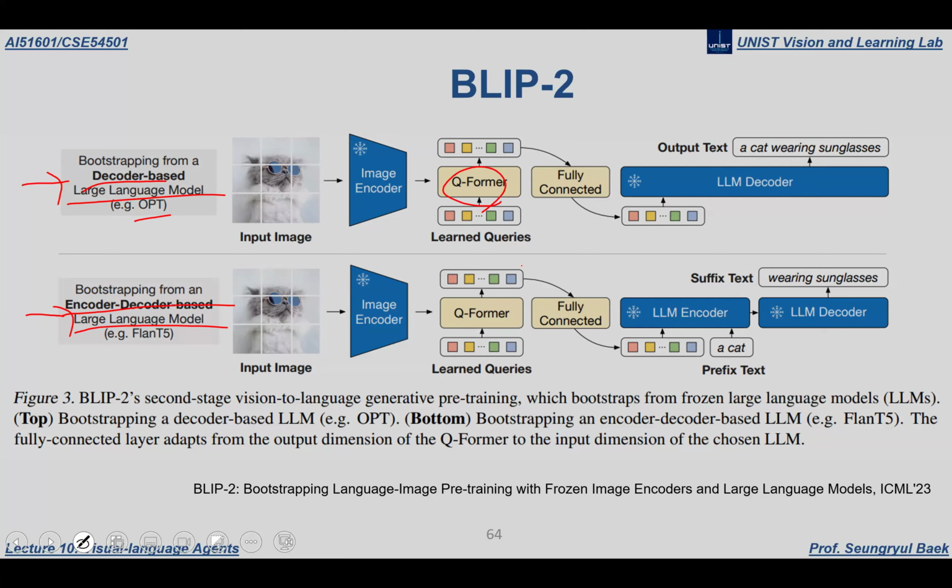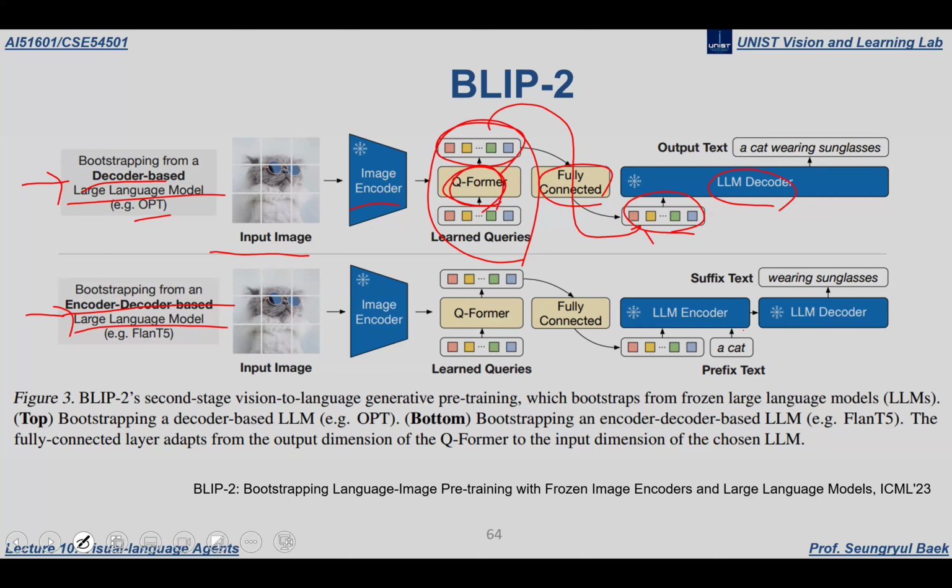Using the Q-Former that we trained in the first stage, they input images into the frozen image encoder, and using the Q-Former they can generate some initial output text. Then they feed this output through a fully connected layer, and this becomes another input to the LLM decoder when only the decoder of the LLM is available.